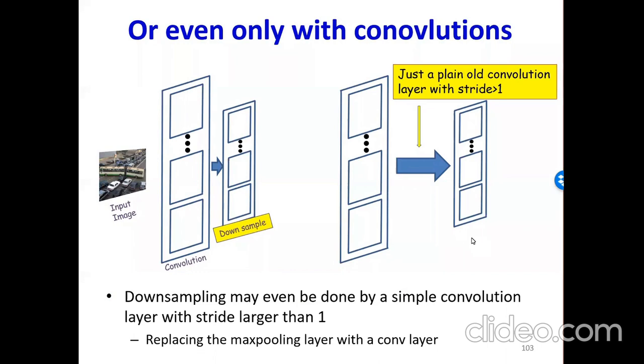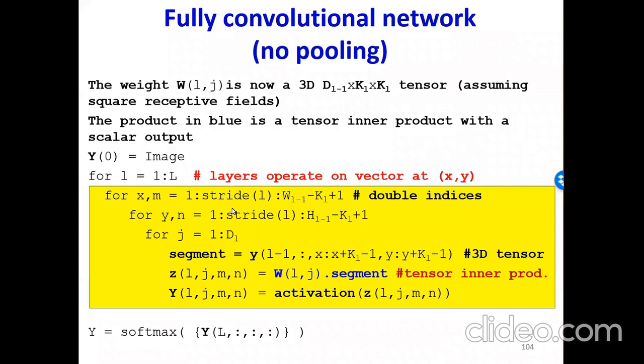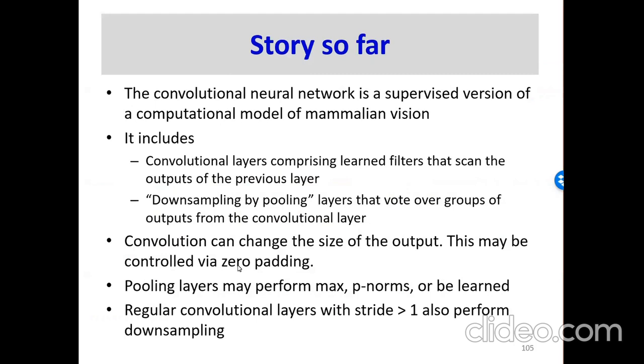So this is the pseudocode we saw earlier. If the scanning is performed with a stride greater than 1, but otherwise you're performing the usual convolution operations, then this is going to be a fully convolutional network, meaning there are no pooling operations. And the yellow region here shows the convolution layer. So, the story so far: the convolutional network is a supervised version of a computational model for mammalian vision. It includes convolution layers comprising learned filters that scan the output of the previous layer. You have downsampling by pooling layers that pool over groups of outputs from the convolution layer. Convolution can change the size of the output. This may be controlled via zero padding. Pooling layers may perform max, p norms, or be learned. And regular convolution with stride greater than 1 can also be used to perform downsampling. So we have a poll over here.